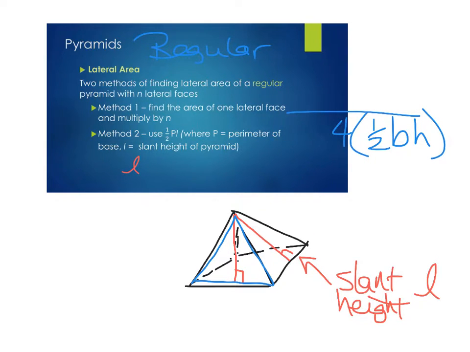So once you do that, find the area of the triangle, multiply it by 4, and then to get to the total surface area, find the area of the square, and then add it to that. Method 2 is to find the perimeter of your base, and then multiply that by 1/2, and also multiply it by the slant height. So 1/2 perimeter times slant height will also give you the area of all the triangles on the top.